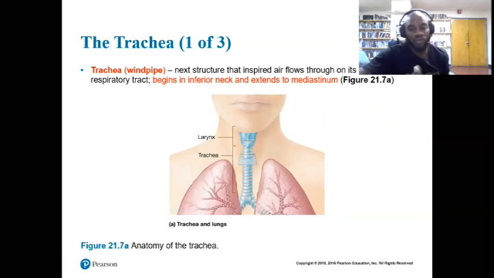Remember, the air that we breathe in is not just oxygen. All right, so by this time, we're headed to the lungs. We're on our way to the lungs. So the trachea is our windpipe. It begins in the inferior neck and extends to the mediastinum. Right, that's your trachea. So now we're on our way to the lungs.